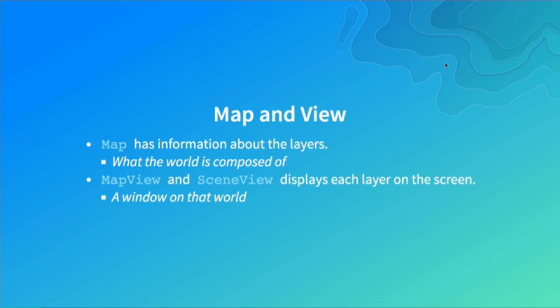So the map, like I said before, is the data model for your maps and the layers and everything. It contains all the layers. We like to say it's what the world is composed of, and then the views are a window on that world. So it's the views that are in charge of drawing everything. And we have 2 different drawing pipelines, just to get a little technical, between 2D and 3D. It makes sense the way that we do things.